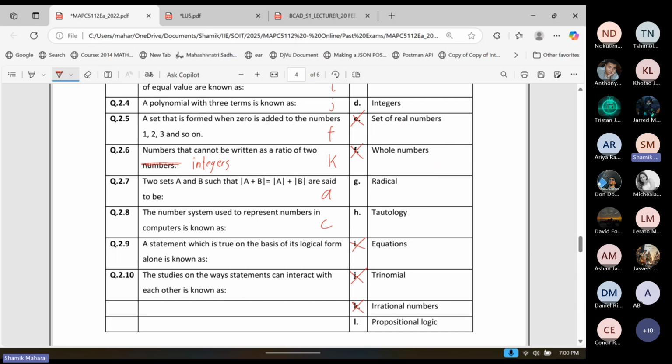All right, a statement which is true on the basis of its logical form alone is known as tautology. I think we did that in the last lecture. H. Studies on the way statements can interact with each other are known as propositional logic. Yeah, that's it here. Okay, so perfect. That's in time, and maybe we should stop there.